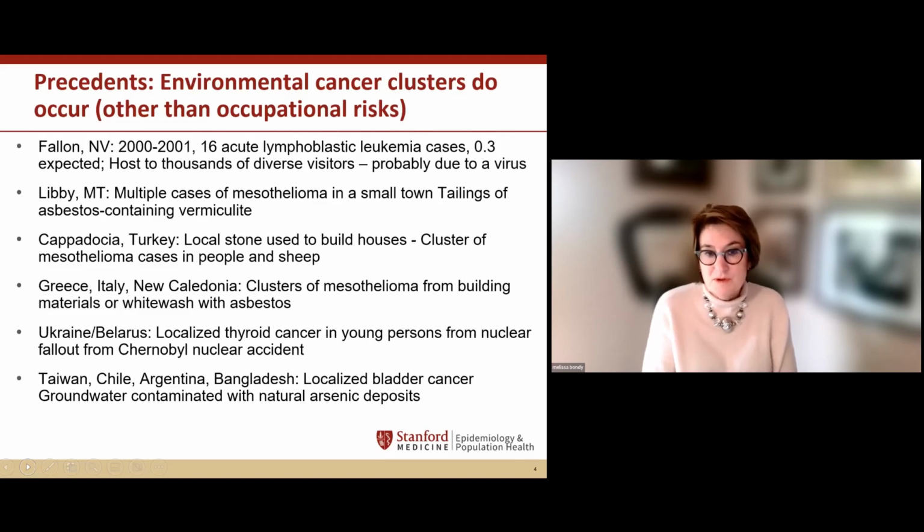Others have been exposures to asbestos, where it has caused mesothelioma. There was an example in Libby, Montana, which was a small town, and there were tailings of asbestos-containing vermiculite that caused mesothelioma in that community. There were also several in Turkey, where people were exposed to the local stone, where there were clusters of mesothelioma in both people and sheep, and others in Greece. And then there was the Chernobyl nuclear accident, where they identified localized thyroid cancers in young people who were exposed to nuclear fallout.